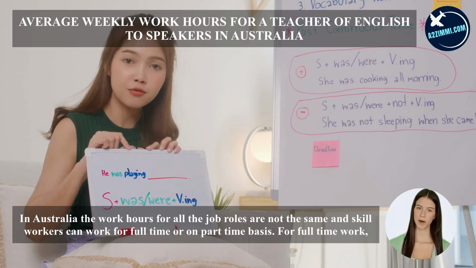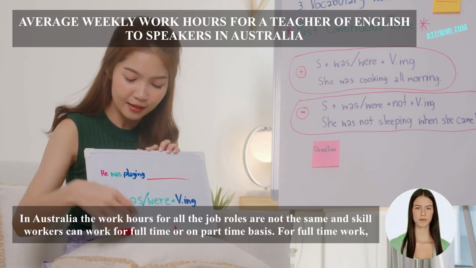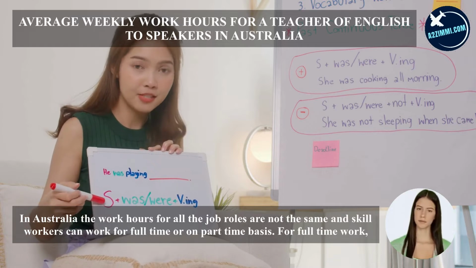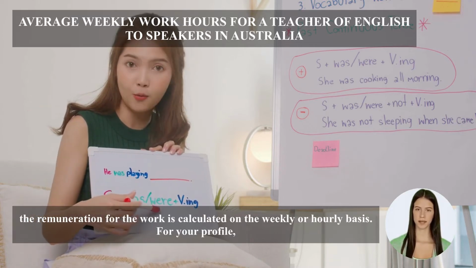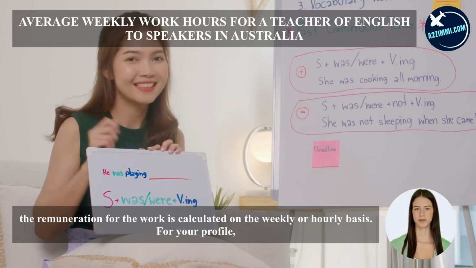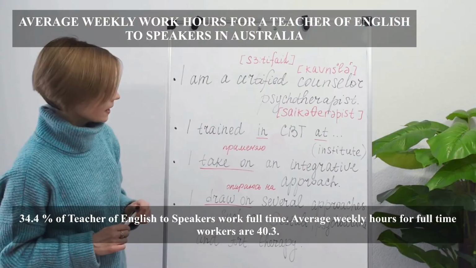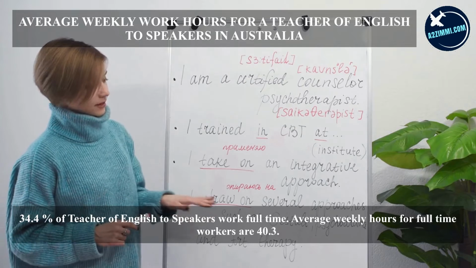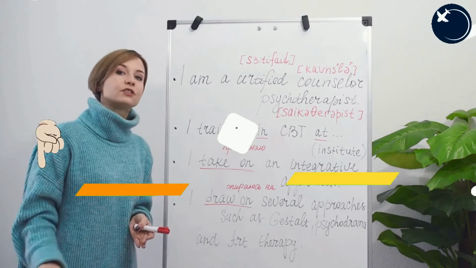In Australia, the work hours for all the job roles are not the same, and skilled workers can work full-time or on part-time basis. For full-time work, the remuneration for the work is calculated on the weekly or hourly basis. For your profile, 34.4% of teacher of English to speakers work full-time. Average weekly hours for full-time workers are 40.3.